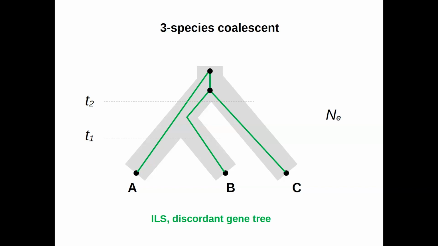So how likely is this process to happen? Well, this is determined by essentially two parameters. One is the length of the internal branch, so the difference between T2 and T1. If the branch is short, it is more likely that A and B will not coalesce at T2. And the other one is the effective population size, because N determines the coalescence rate. In small populations, it's more likely that two random individuals are related. So coalescence is faster in small populations, and it's slower in large populations. So you expect ILS to be more prevalent in large populations.